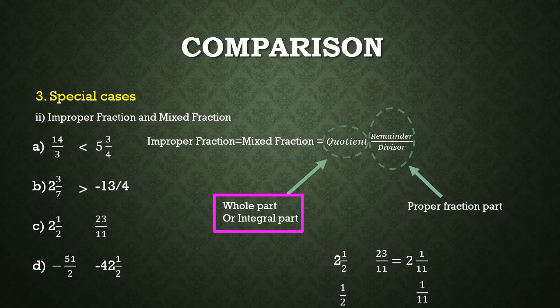Why? You need to recall that when numerators are equal, the fraction which has a smaller denominator is greater. We have studied that earlier. And here the numerator for both is 1 and the denominators are 2 and 11, and 2 is smaller than 11. Thus 1 by 2 is greater than 1 by 11, and thus 2 and 1 by 2 is greater than 2 and 1 by 11. The last one is your job to do.